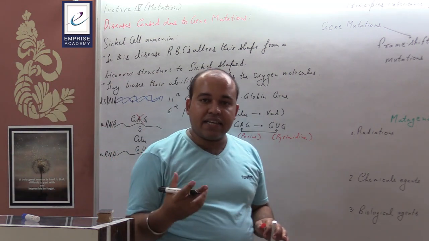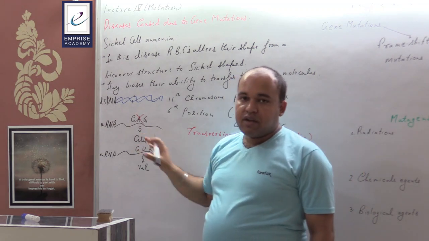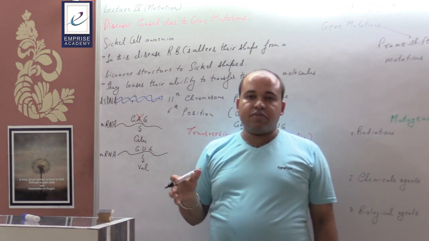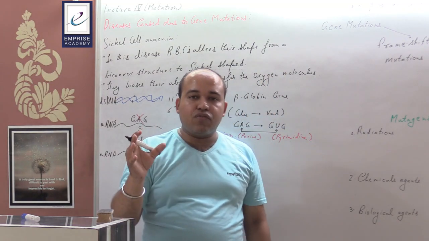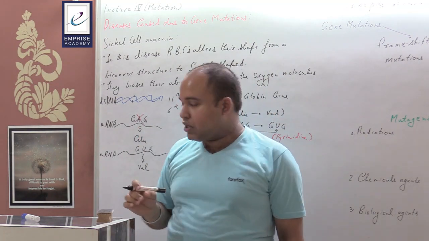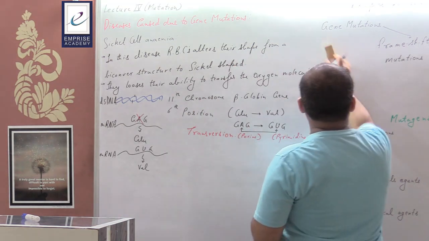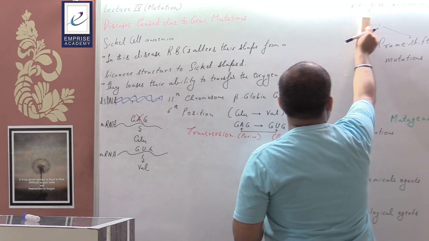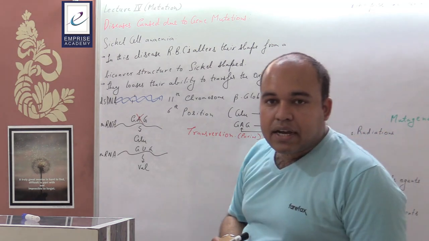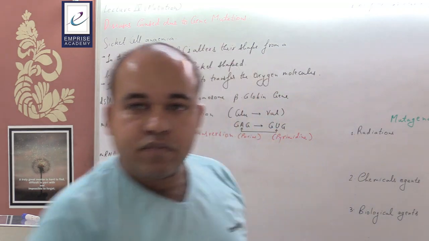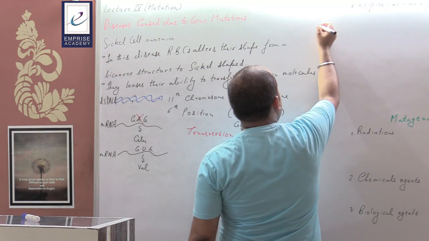Now how does sickle cell anemia actually occur? Sickle cell anemia occurs because when the glutamate is being replaced with valine, then what happens? Then there is a hydrophobic pocket that is being produced. Now that we can understand here, how does it occur? This occurs by the formation of a hydrophobic pocket.